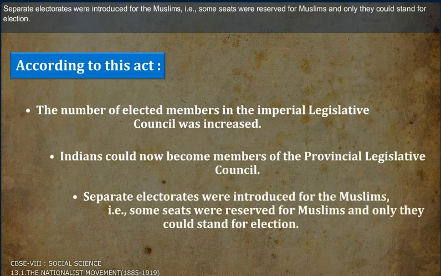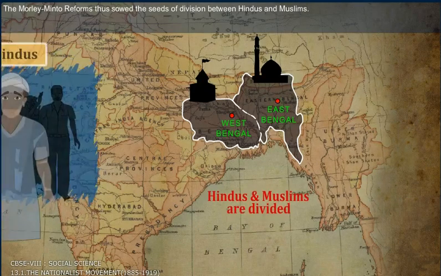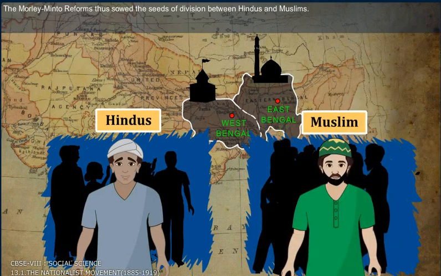Separate electorates were introduced for the Muslims. That is, some seats were reserved for Muslims and only they could stand for election. The Morley-Minto reforms thus sowed the seed of division between Hindus and Muslims.